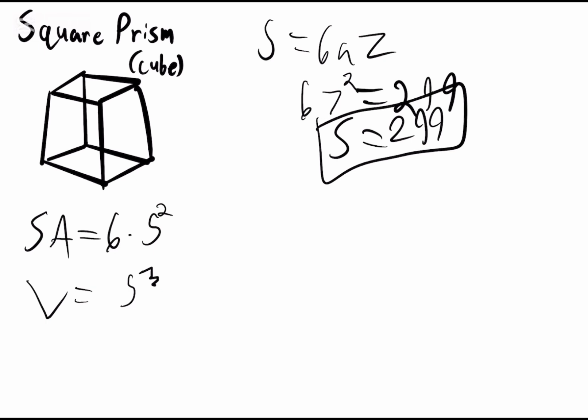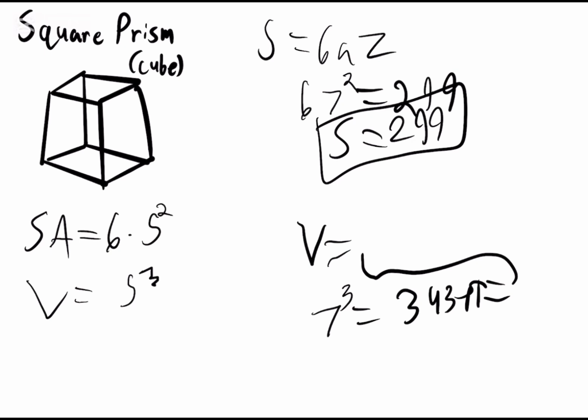Our volume would be 7 squared, which would be 343 pi. Simplifying that, it would equal 23. So our volume would be 23. That is how you find the surface area and volume of a square prism or a cube.